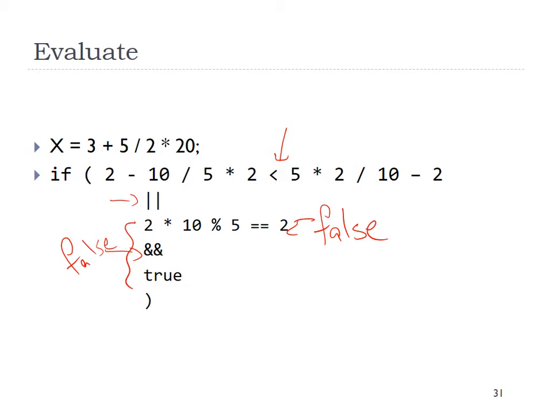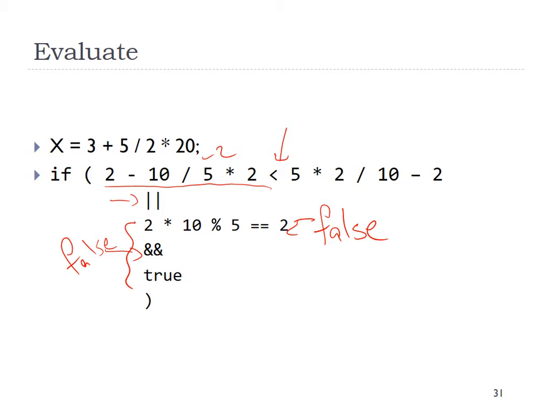Now false or something, it depends on that something, right? If it's true, then the whole thing is true. So let's look at this. What are you going to evaluate first? Let's do this guy. Division first, 10 divided by 5 is 2. 2 times 2 is 4. 2 minus 4 is -2. Everyone following me? Let's do the right side expression.